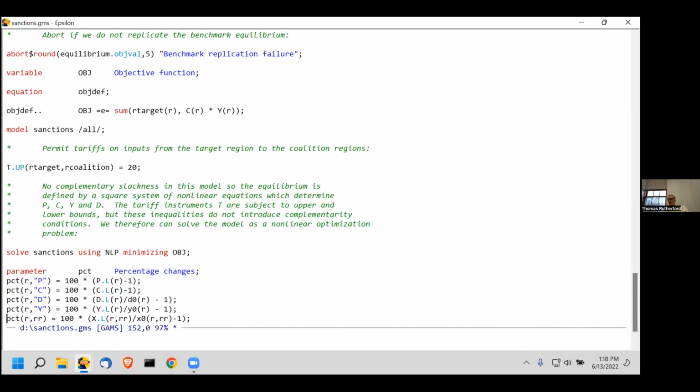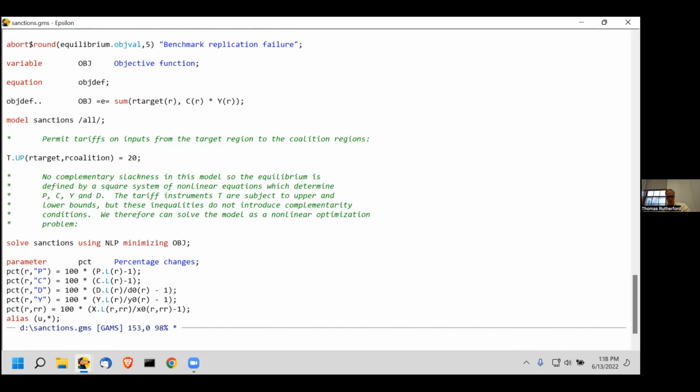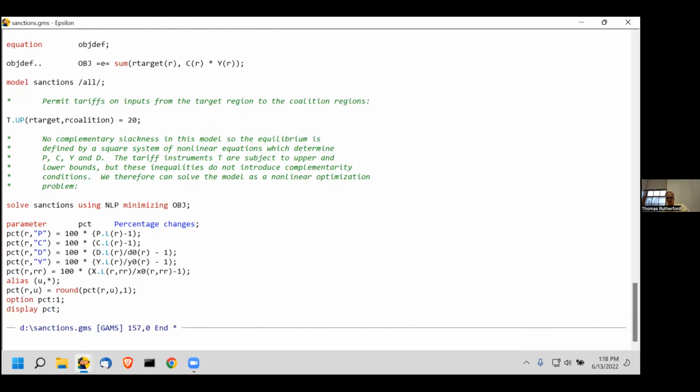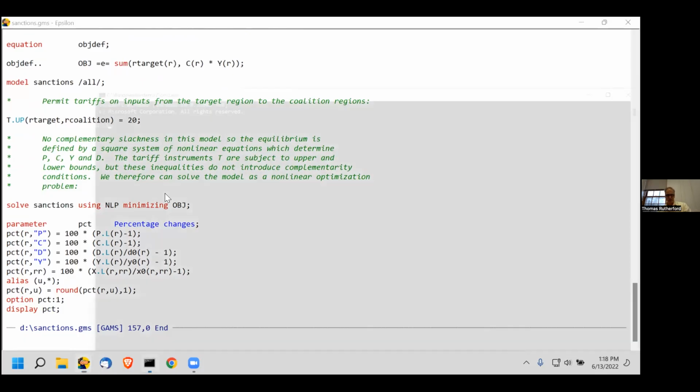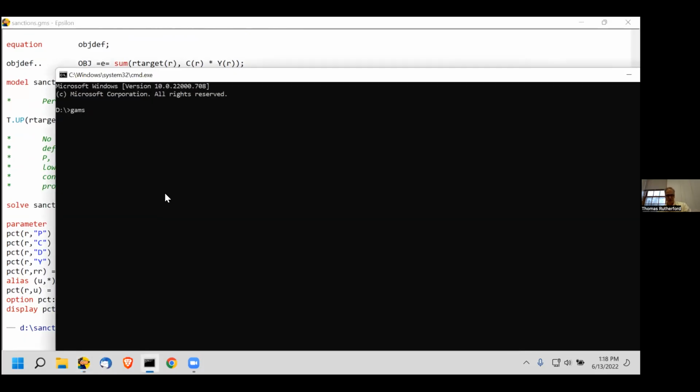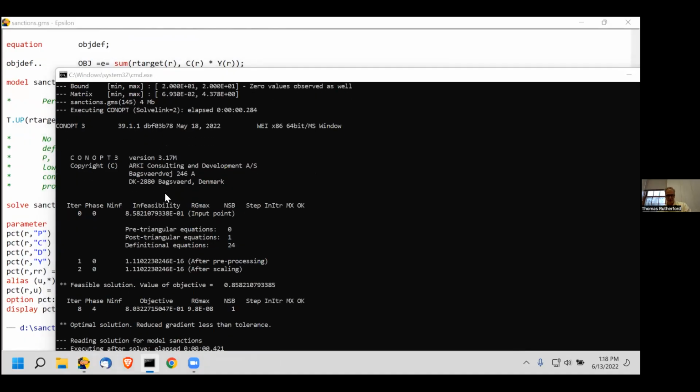I put an upper bound of 20 just to avoid bad function evaluation. So let's say the maximum rate is going to be 2000%, which I don't think we'll get to. And then I say solve sanctions using nonlinear programming, minimizing the objective function. Then I say display OBJ. If I run this model, again, I tend to be old fashioned, so I run GAMS from the command line. Say GAMS sanctions. That gives me a solution.